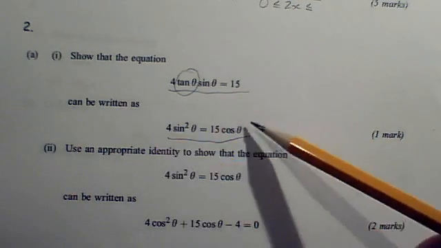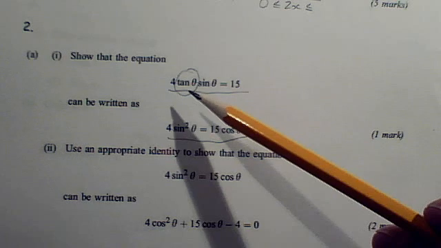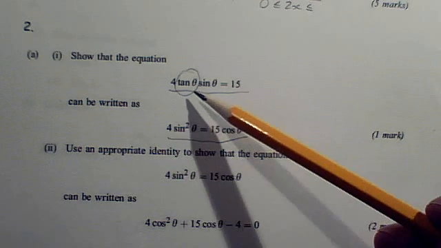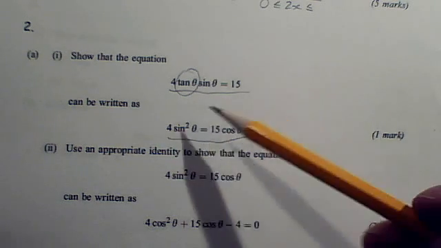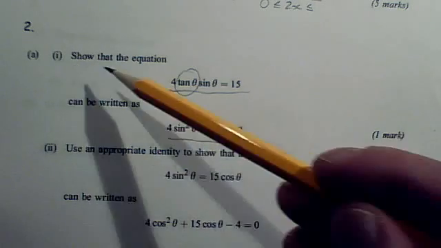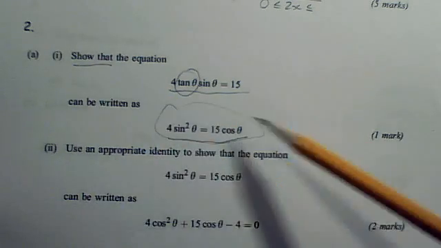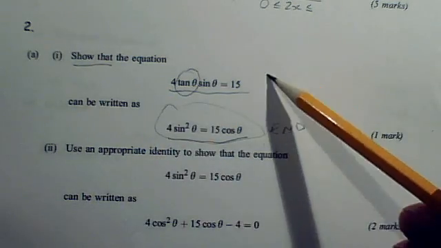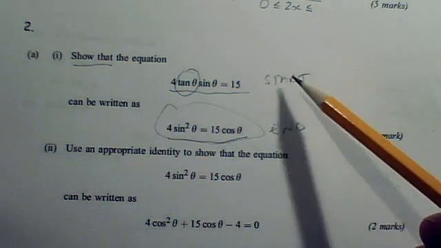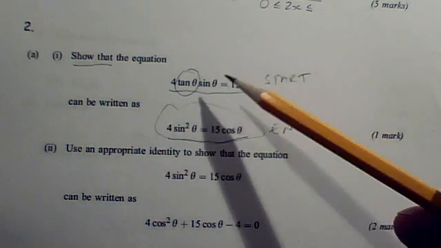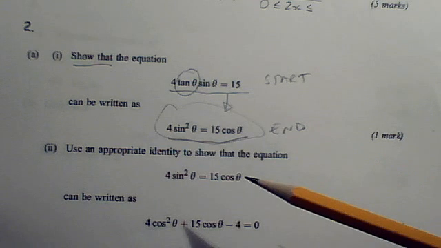Notice tan theta doesn't appear in that, so substitute something else instead of tan theta from your notes, and then see if you can somehow strong arm that into this form. It's a show that question. This is your end point. This is your start point. Start with this, put something in for tan theta, and then see if you can transform it into that form.